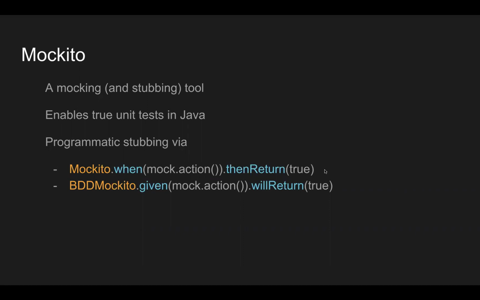And then later they added a class called BDD Mockito. The only difference is that the methods are now called given and will return, or other ones that are parallel. So it's the same mechanisms, just a different set of method calls. It depends on which one you happen to favor as to which one you use. There's no difference in behavior of those. So it's a little awkward that way.